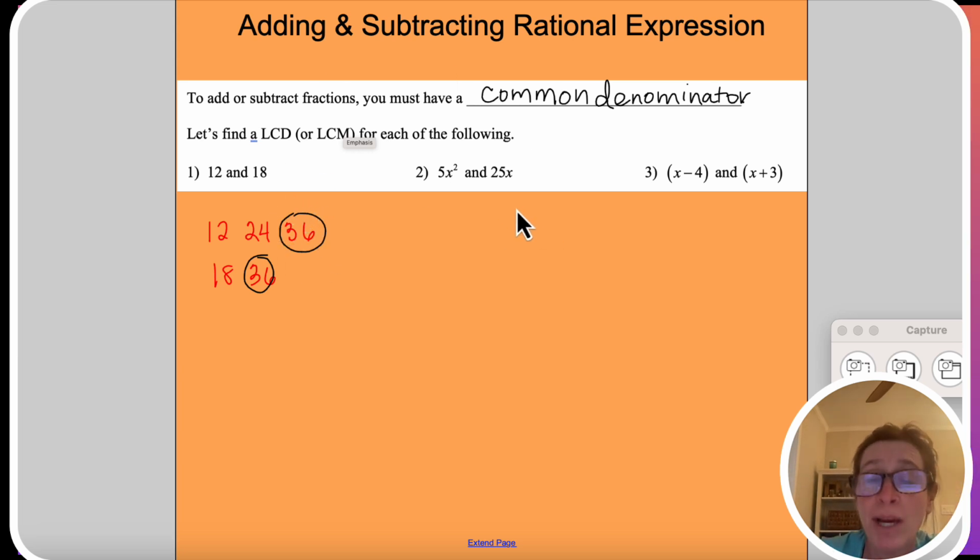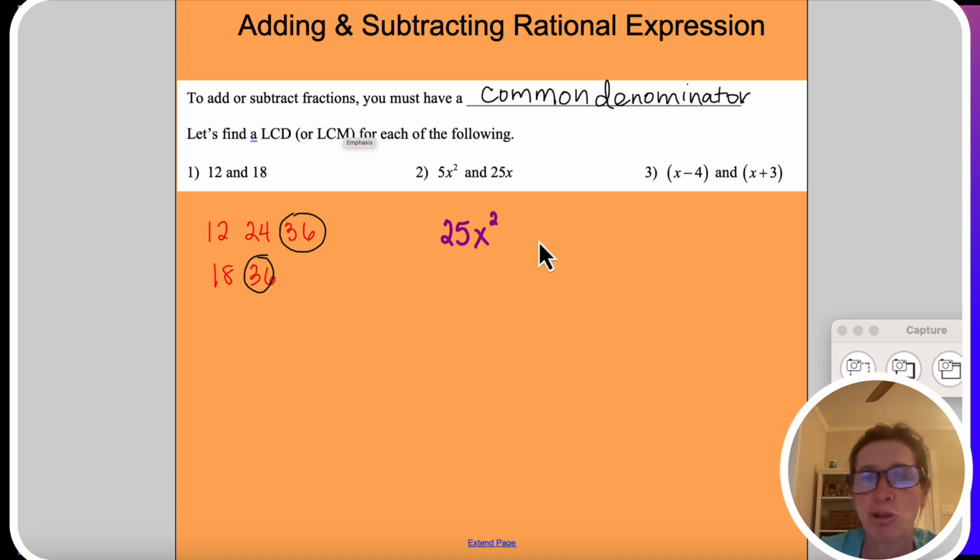All right, we throw in variables. We have to be a little bit more careful, okay? So 5x and 25x squared, you might be saying, Coach Fred, I know that the least common multiple is 25, right? 5 goes into 25 and 25 goes into 25. But when we're dealing with variables, it's going to be the highest exponent that you have, or the highest factor that you have. So in this case, it would be 25x squared. That would be the least common multiple, or the lowest common denominator.